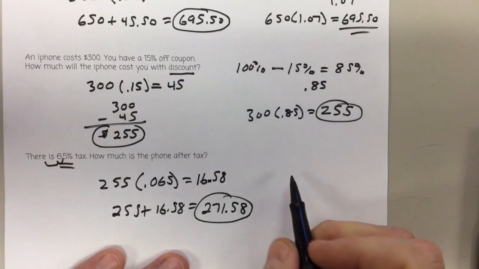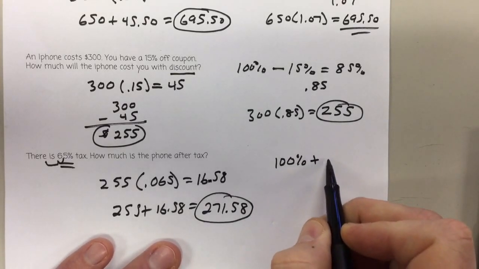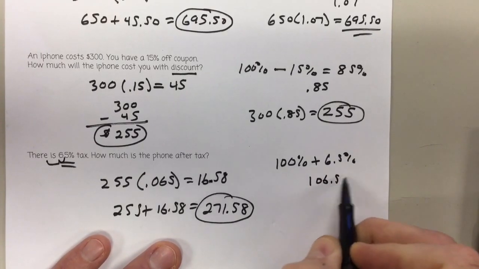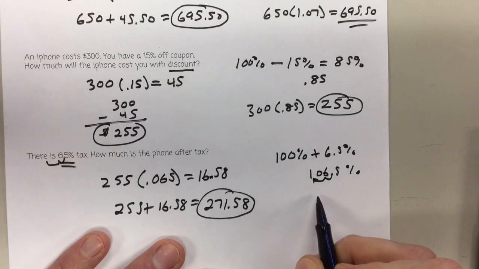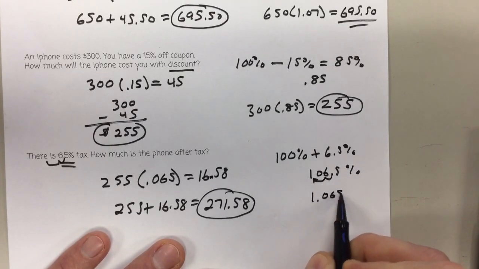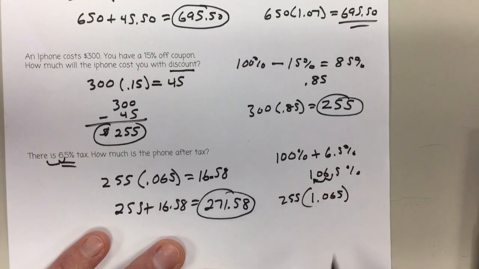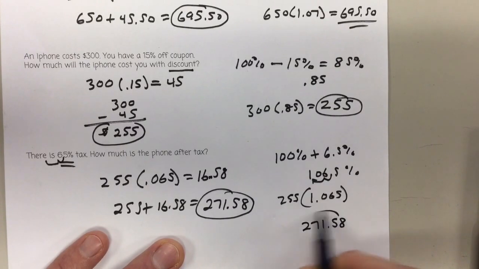Now again, I could use the other method, which means I'm going to pay 100% of the cost plus 6.5% of the cost, which is 106.5% of the cost. Turn that into a decimal, move it 2 places to the left, so it's 1.065, and that's what I would multiply my 255 by. And that would get me right to 271.58.